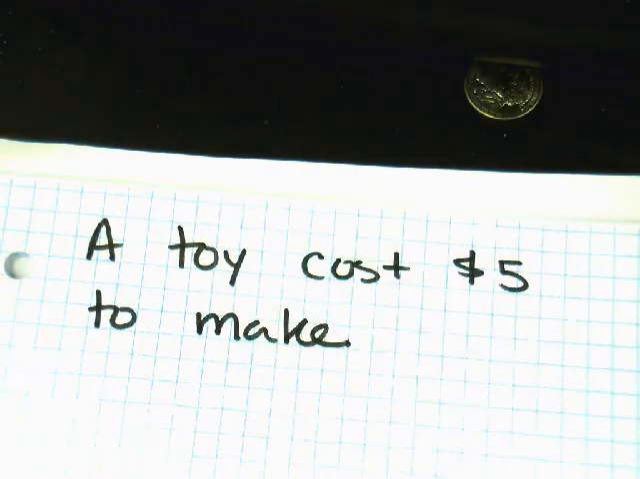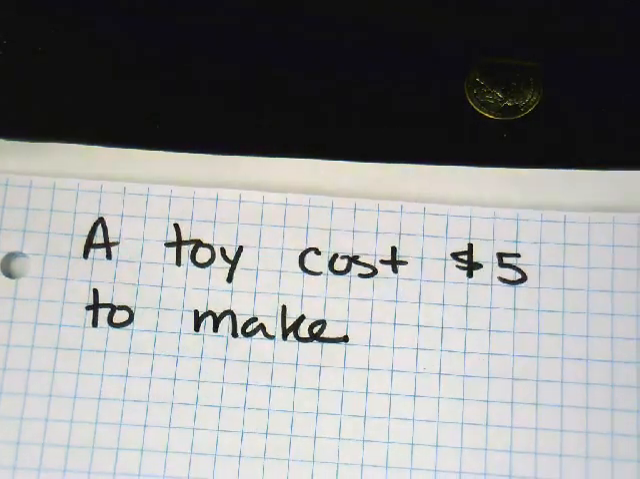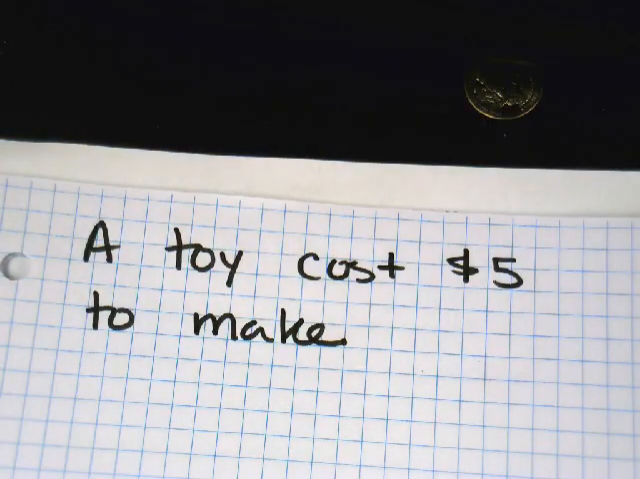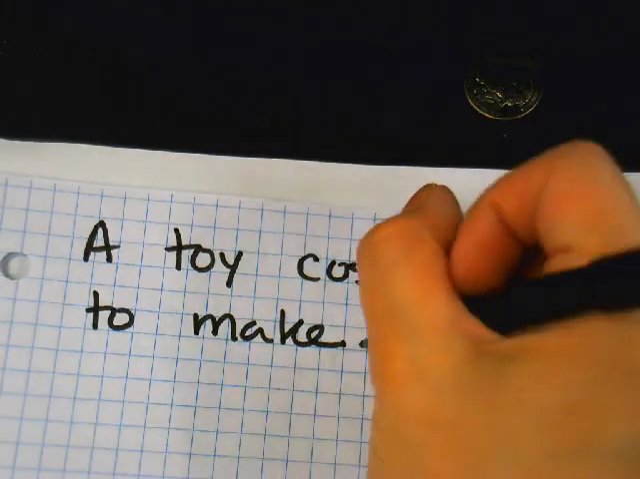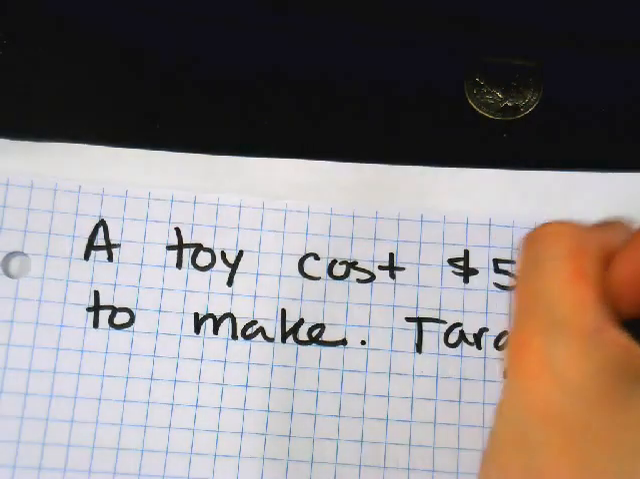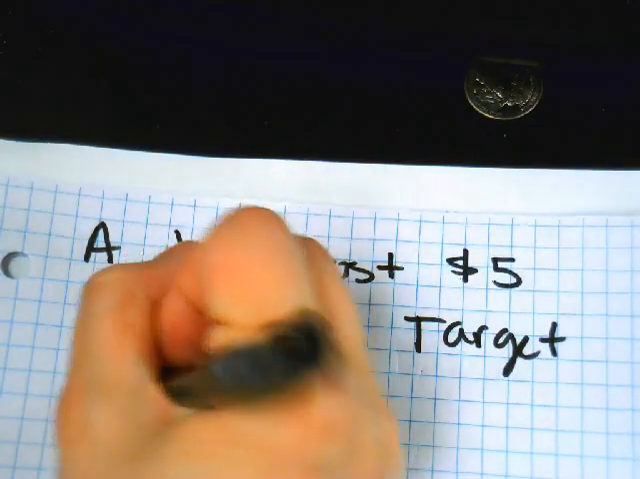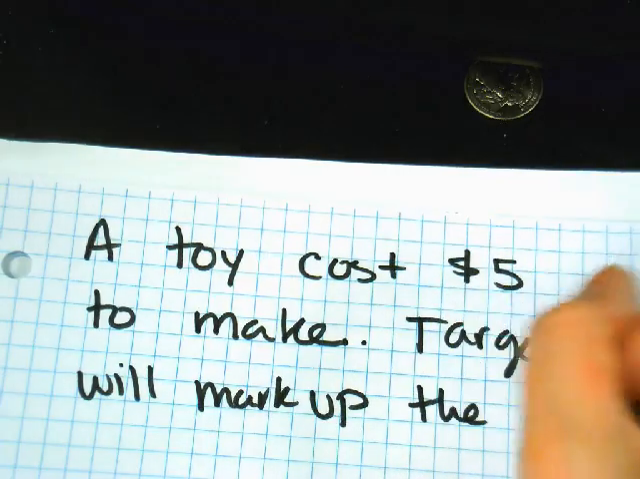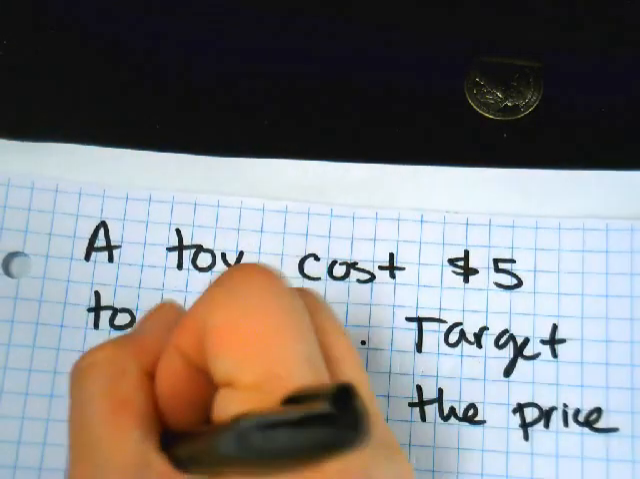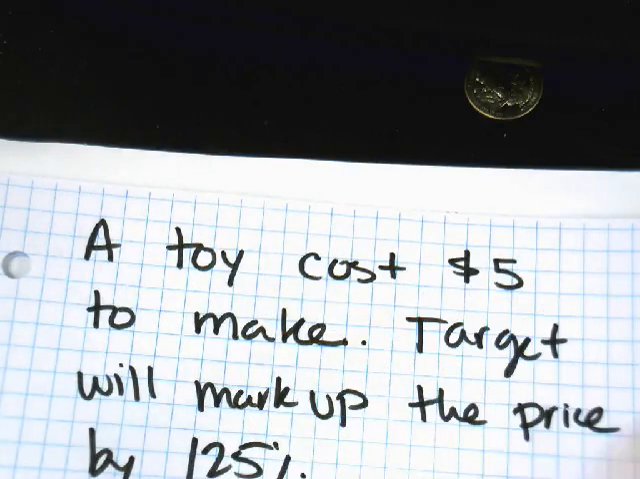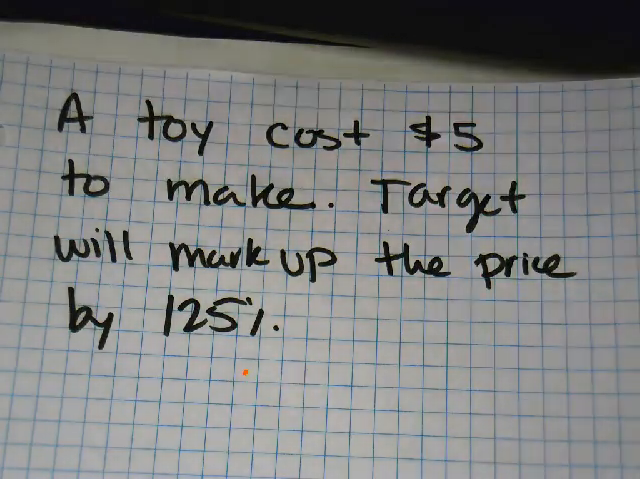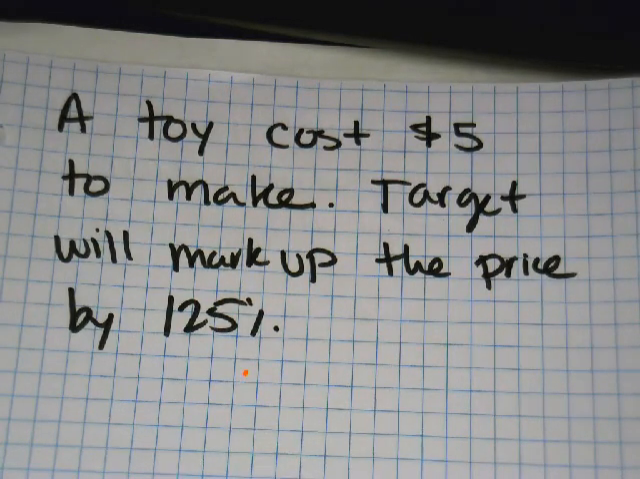Okay, a toy costs $5 to make. So it costs $5 to make this toy. Okay, Target will mark up the price by 125%. They're going to increase the price by 125%.